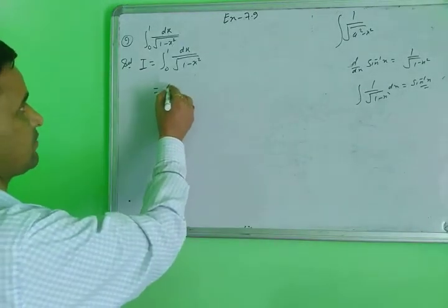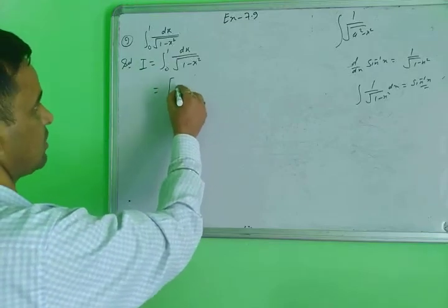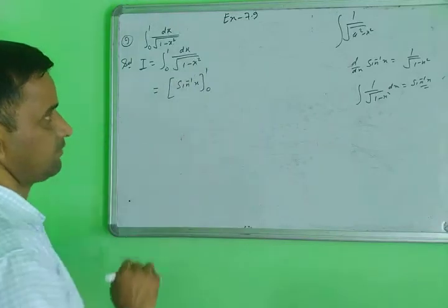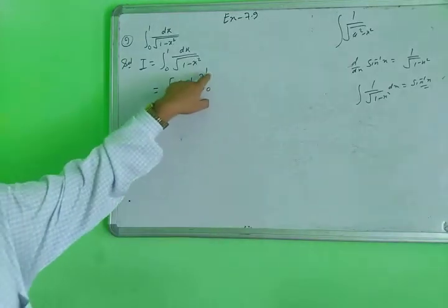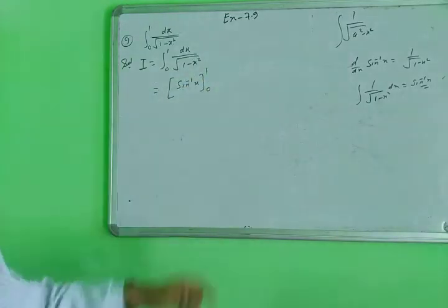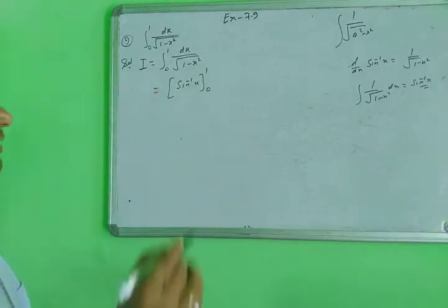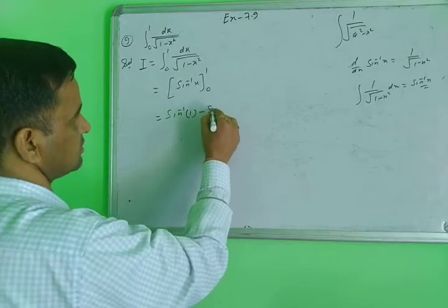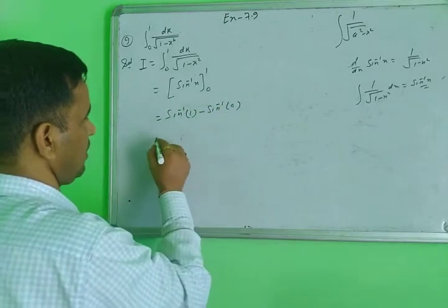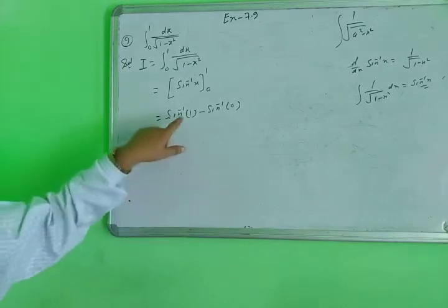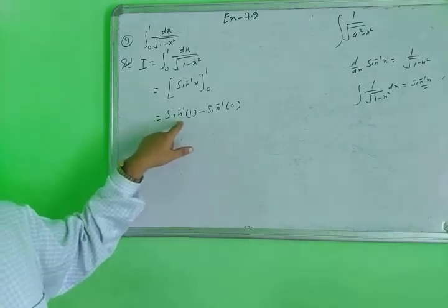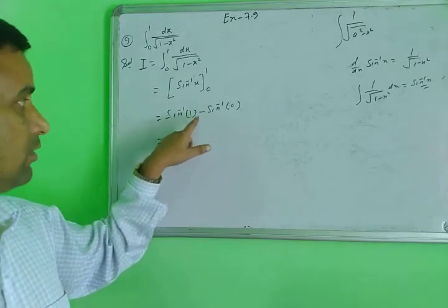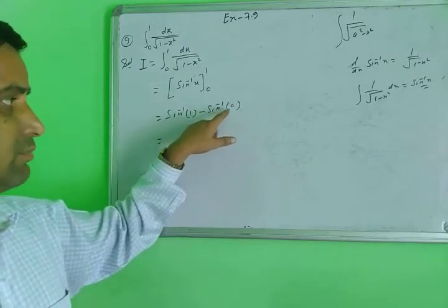So now when you integrate this, the result will be sin inverse x, with limits 0 to 1. This is your lower limit, this is your upper limit. After that you apply the limits here: sin inverse 1 minus sin inverse 0. Don't leave the answer in this step. You will find the complete answer of this question. This is not your complete answer: sin inverse 1 minus sin inverse 0.